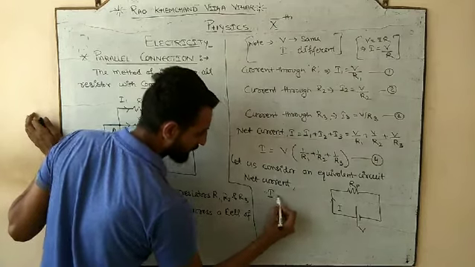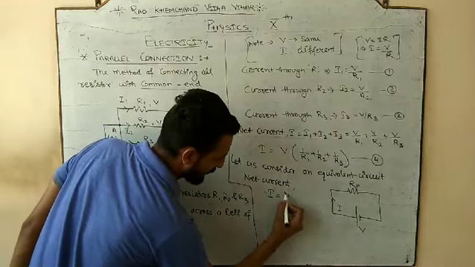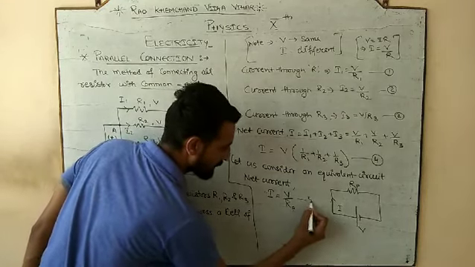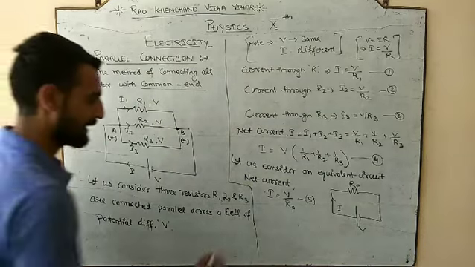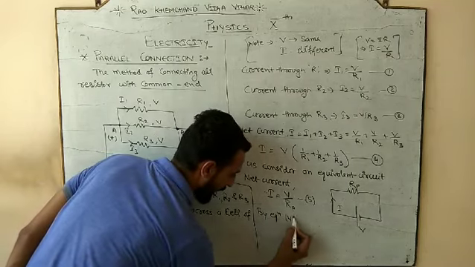So we all know that current is equal to voltage by resistance. So what is the voltage? V. And what is the resistance here? Rp. So what is the net current that we got? V by Rp.